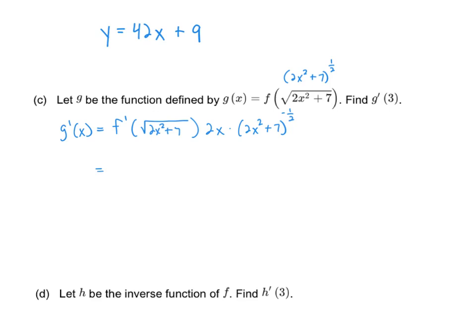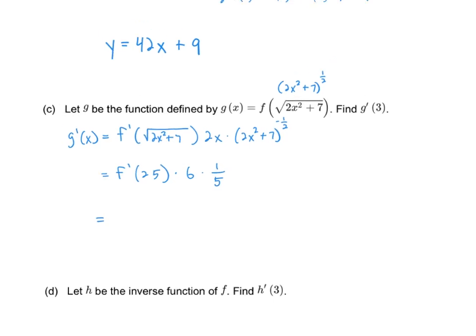Okay, so now we'll plug in 3. If you plug in 3 into this inside part, it's 25. This will be 18 plus 7. This is f prime of 25. Plug in 3, that 2x will become a 6. And then this is 25 to the negative 1/2, which is 1/5.